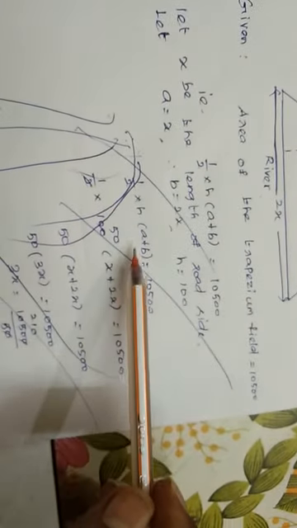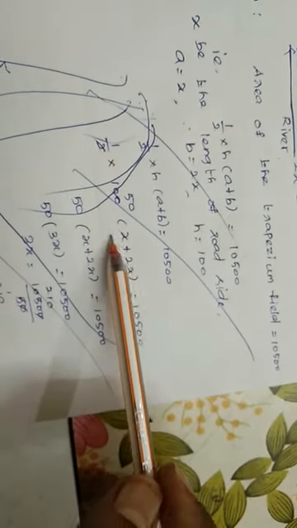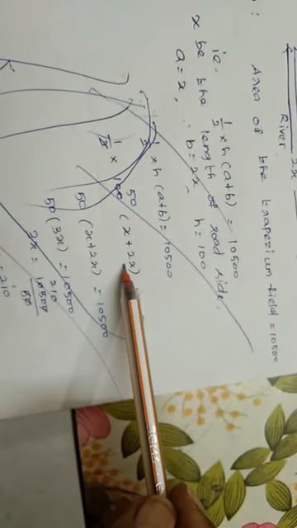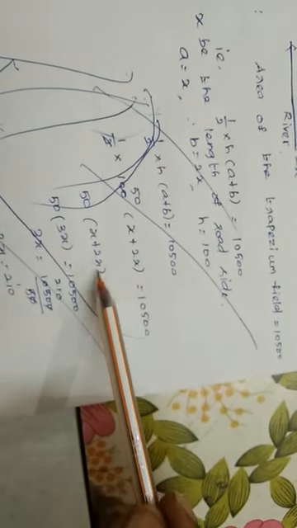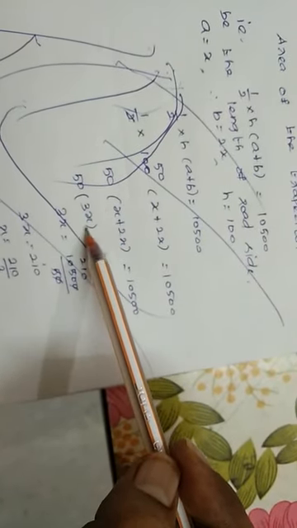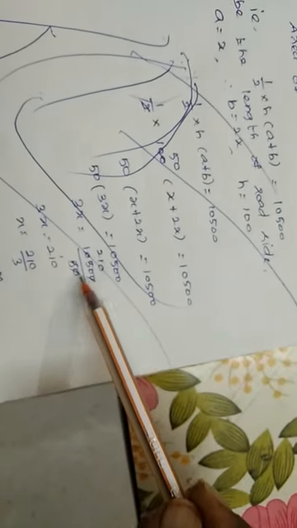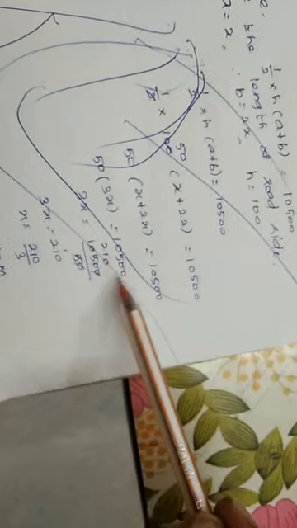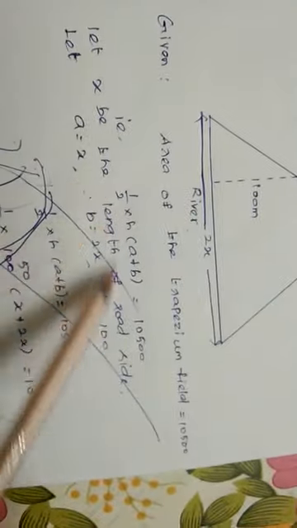So now 1 by 2 H into A plus B equal to 10,500. So 1 by 2 into the H value, 100, A value x, B value 2x. Just cancel by 2, 50. 50 into x plus 2x equal to 10,500. So x plus 2x we can add as 3x. So 50 into 3x equal to this. So 3x equal to 10,500 divided by 50. After cancelling this, 3x equal to 210, that is x equal to 210 by 3, 70. Now the x value is along the road side.